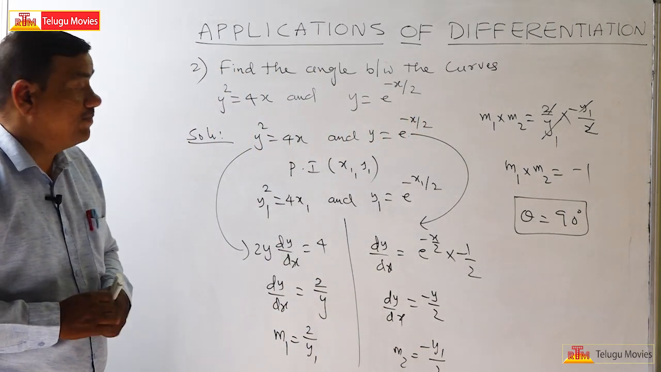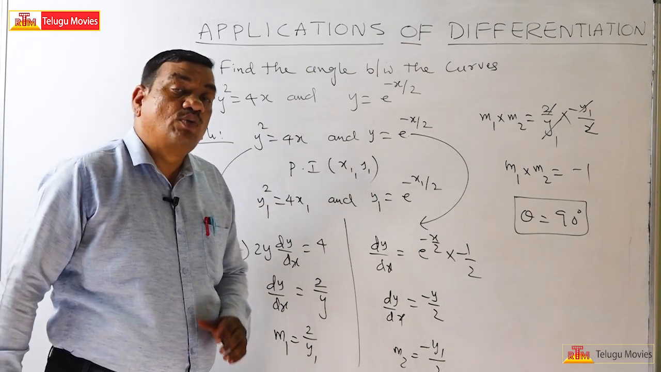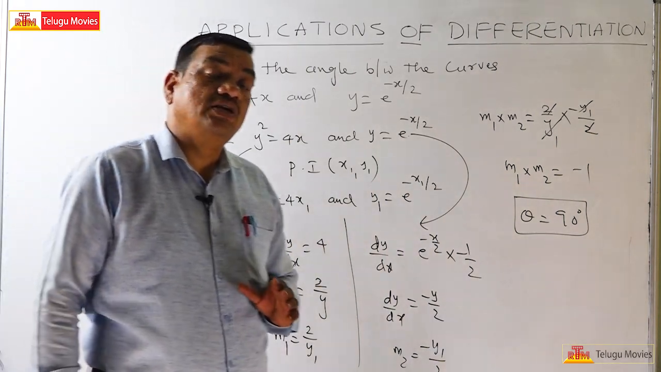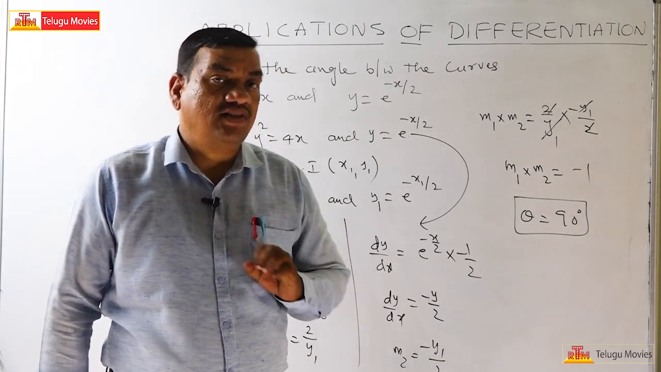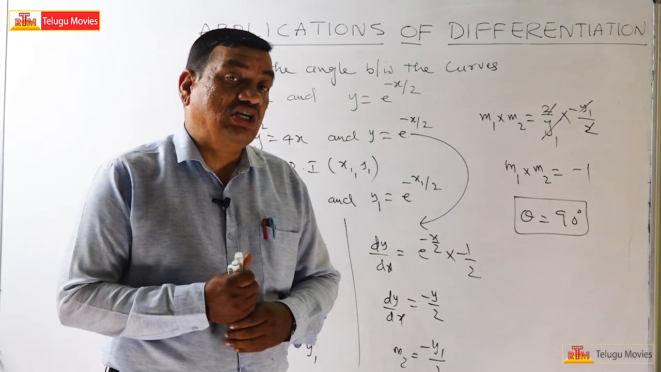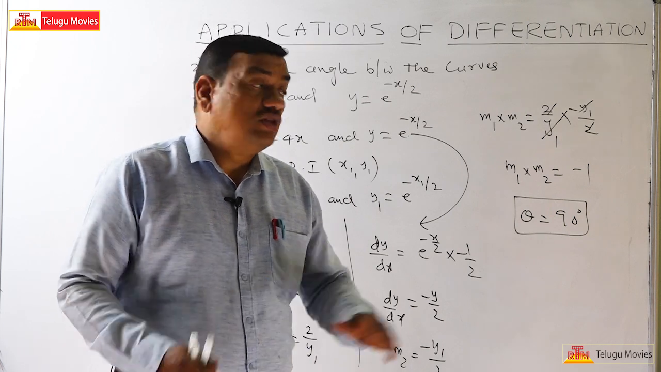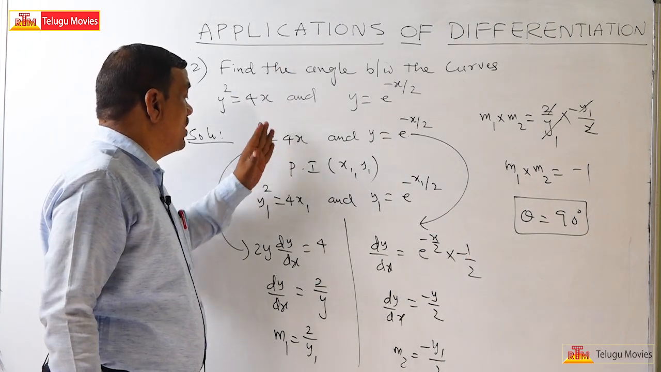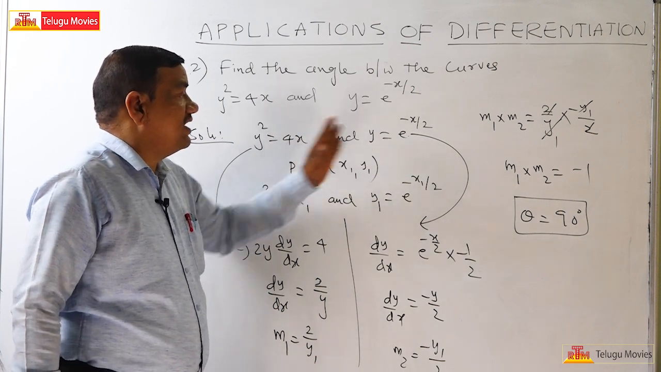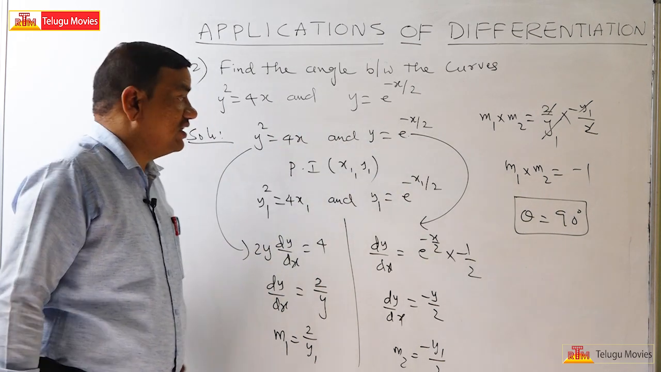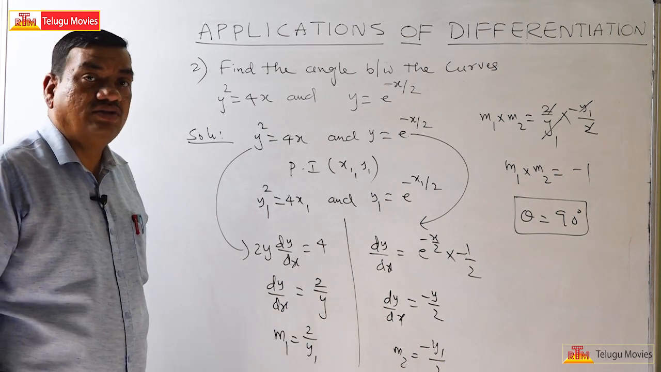90 degrees. Okay, now. Why I have selected this problem is, generally students will struggle hard for finding the point of intersection between the two curves. They will equate them. So y square means y is equal to plus or minus 2 root x, again they will equate these two. So it is somewhat difficult to get the x and y values separately.